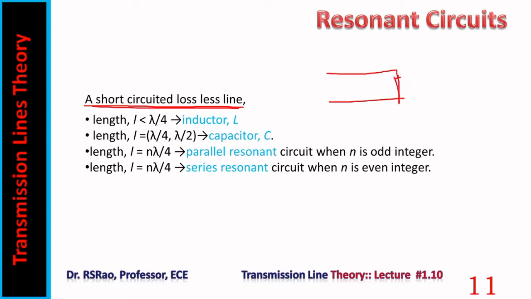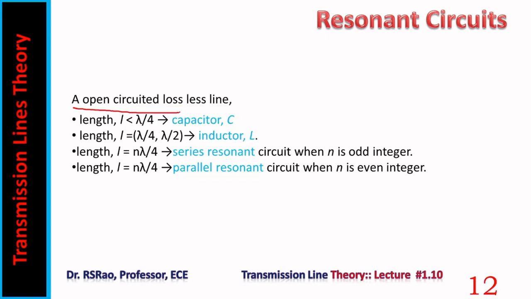Consider a lossless line, short circuited at one end. It acts as an inductor when length L is less than lambda by 4. When length is between lambda by 4 and lambda by 2, it acts as a capacitor. When length is n lambda by 4, n odd integer, it acts as a parallel resonant circuit. When n is an even integer, it acts as a series resonant circuit.